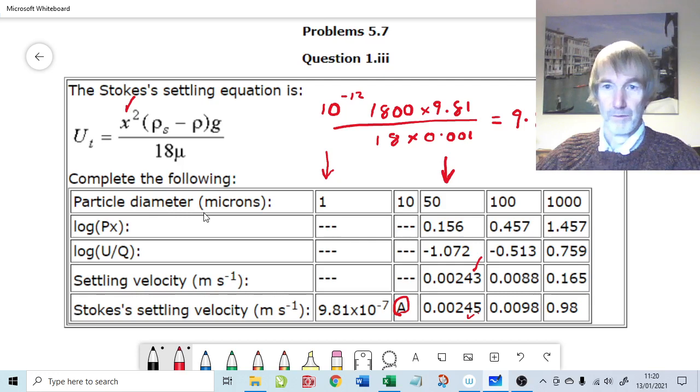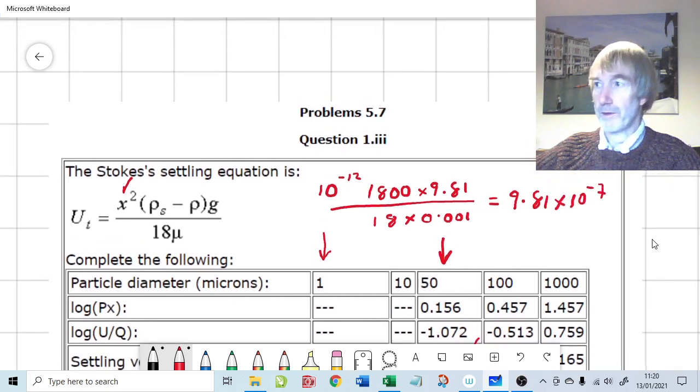And I see I've just run that underneath me. Sorry about that. I'll move it down a little bit maybe.